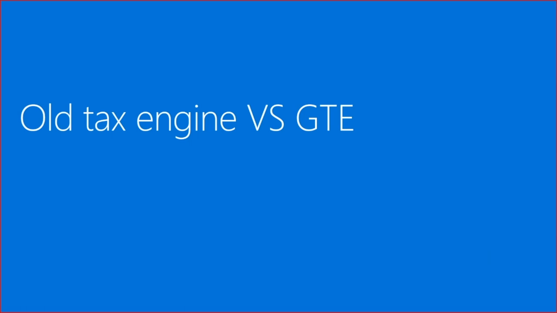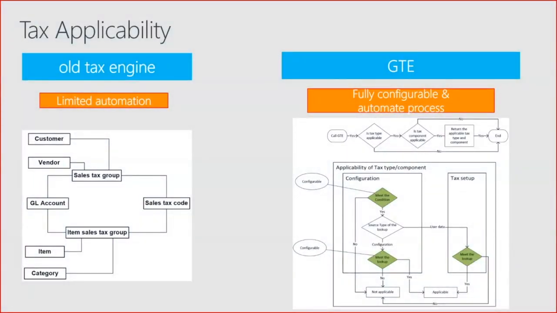So next part is for your easier understanding of the new tax engine. I'm trying to compare the old tax engine, I mean the sales tax group, item tax group, sales tax code concept, with the GTE in the three functional areas. I mean, applicability, calculation, posting. So the first part is tax applicability.